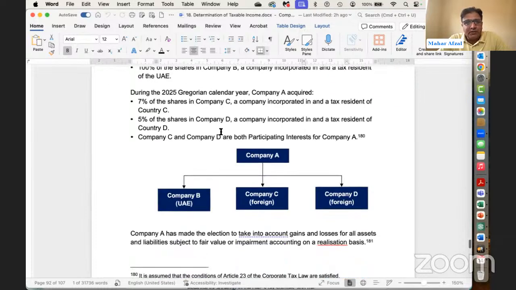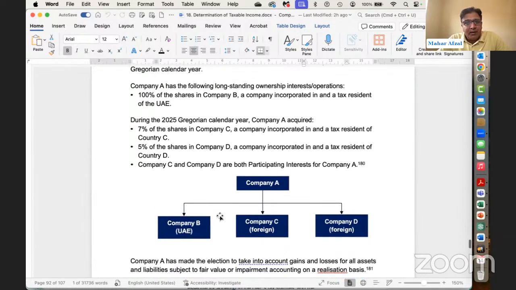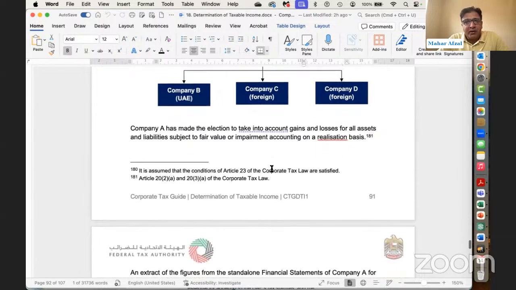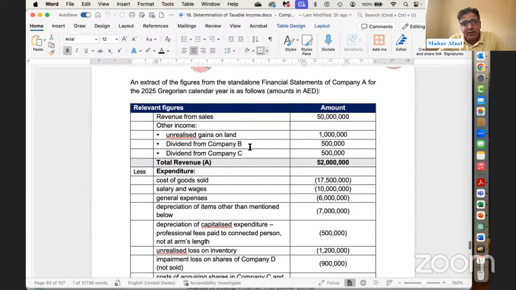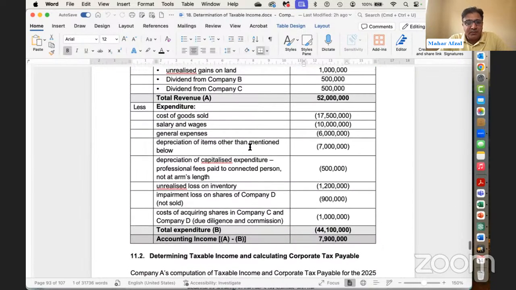Unrealized gains and losses. Company A owns B, C, and D. B is 100%, this is their subsidiary. C and D are under the participation exemption. They have opted for the realization basis. It has been given here. We need to make the adjustment because the financials have been prepared on an accrual basis. They need to follow the realization basis, and we need to make the adjustment.